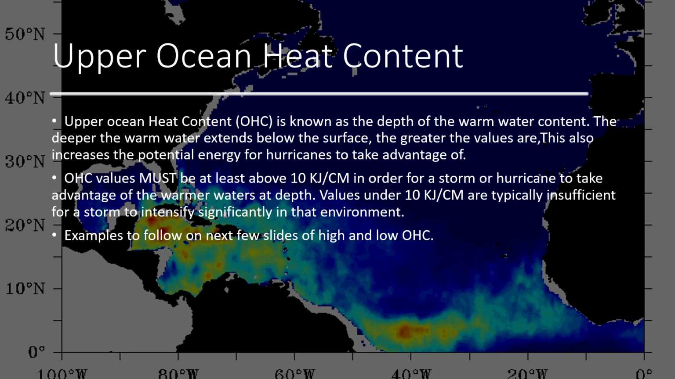Now, upper ocean heat content values must at least be about 10 kilograms per centimeter in order for there to be a storm or a hurricane to take advantage of the water at depth. If the values are under this threshold of 10 kilograms per centimeter, those values are typically going to be insufficient for a storm to intensify significantly in that environment. And over the next 2 slides, we're going to be covering the examples of high upper ocean heat content and a low upper ocean heat content environment.